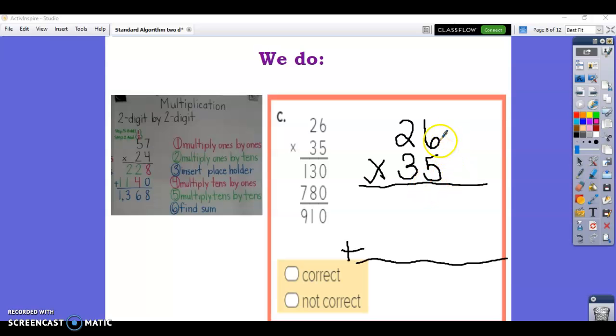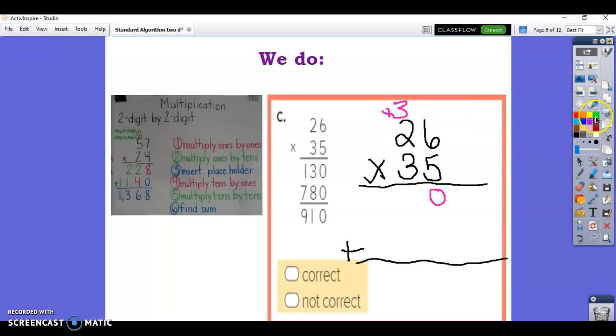Okay, so let's check. You should have 26 times 35 written over here with the multiplication sign. And we are going to start with our multiplying by our ones. 6 times 5 is 30. So remember, place values matter. Make sure you put the correct numbers in the right places. You should have a plus 3 up here.